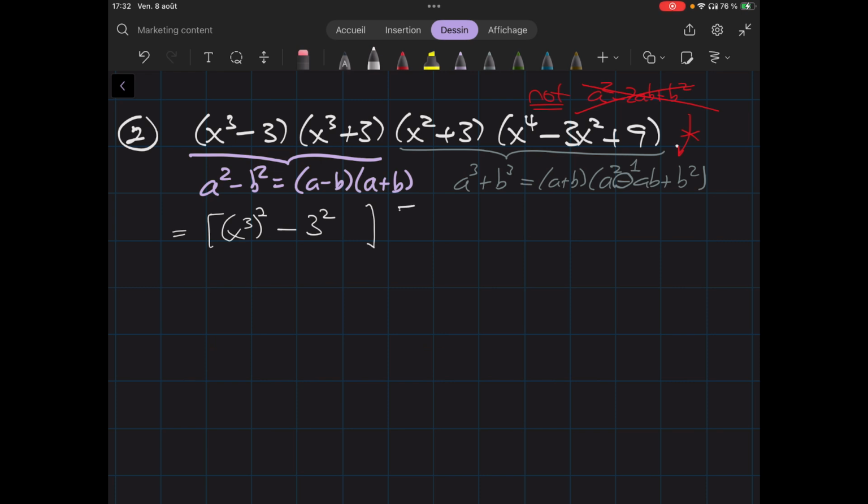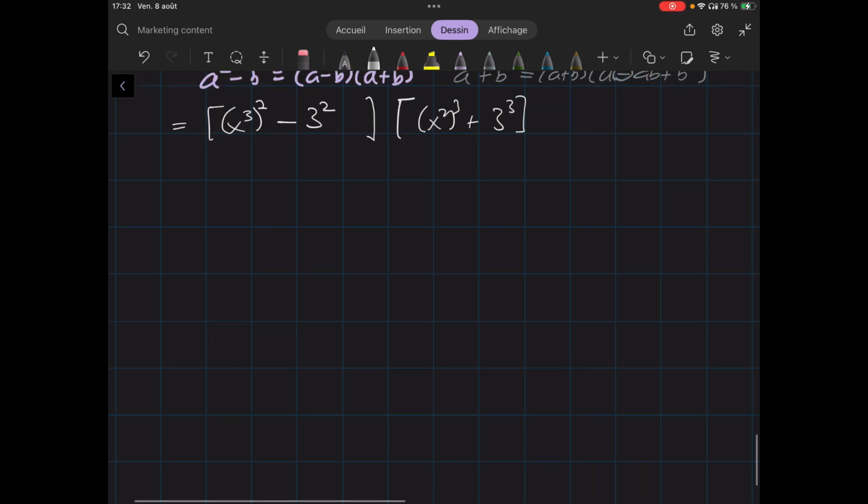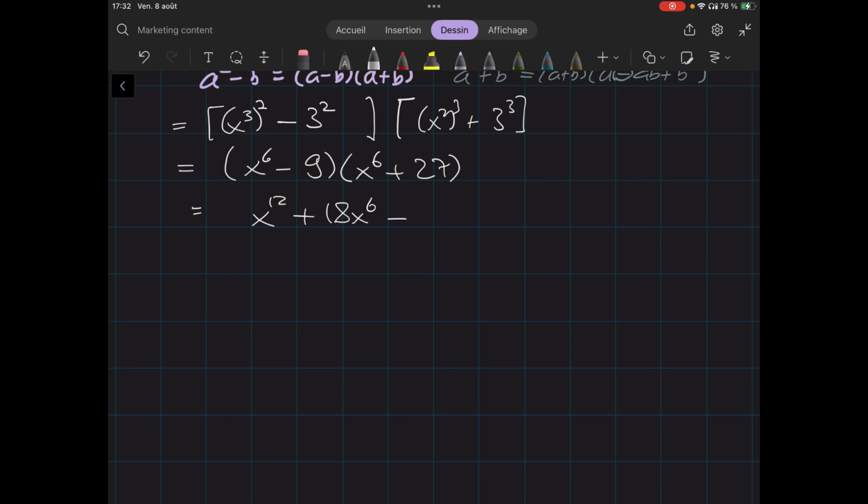So a cube plus b cube. So we have x to the 6 minus 9 times x to the 6 plus 9. Oh, sorry, plus 27. And therefore, we have x to the 12 plus 18, x to the 6 minus 9 times 27. That is 243.